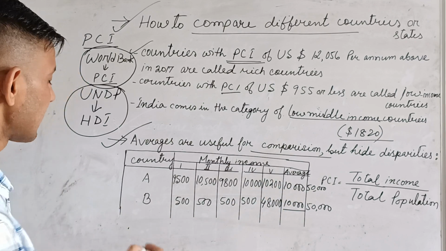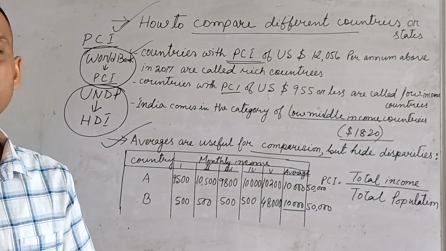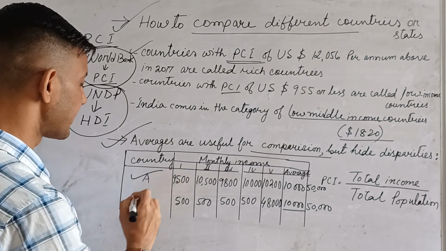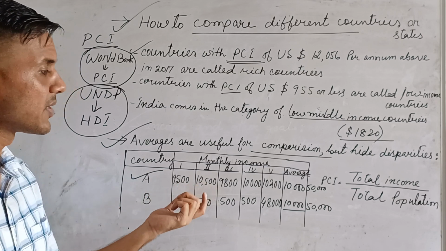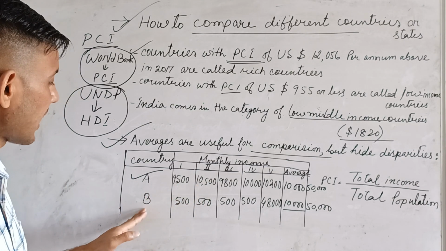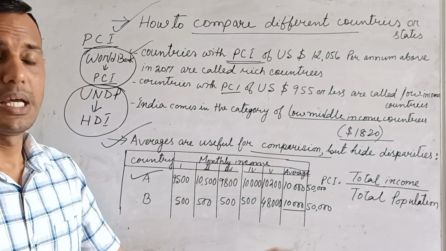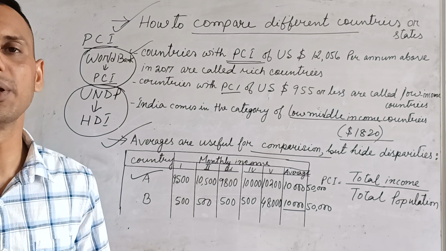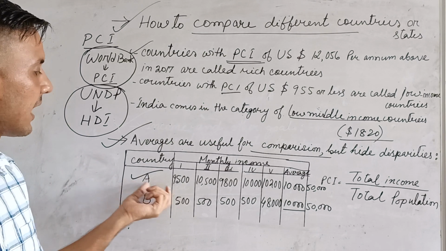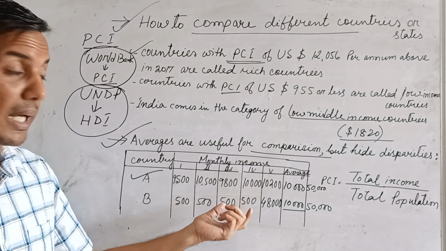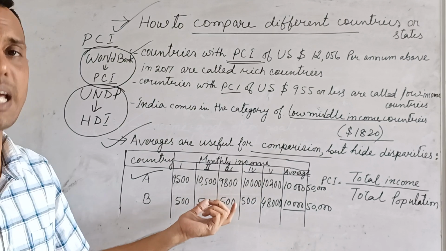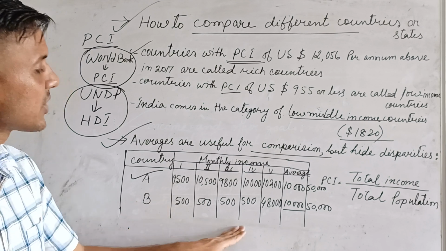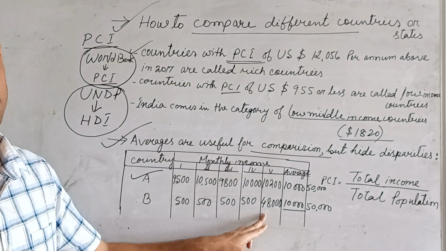So if you see country A and country B, which one is the developed country according to you? Country A is the developed country, because here you have seen that there is very little gap. But in the case of country B, you have seen that there is a huge gap. In a previous video, I already spoke about increase in income with equal distribution. So in country A, there is no equal distribution, but at least the gap is very small. Is it clear? But in country B, there is a huge gap, 500 to 48,000.